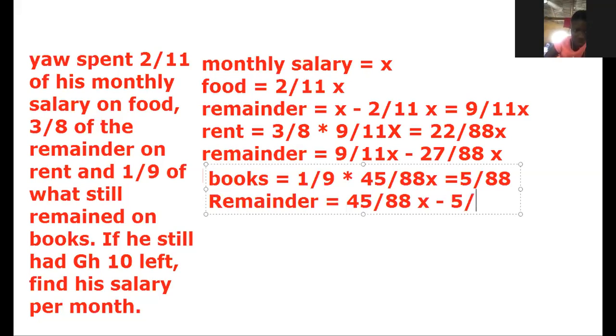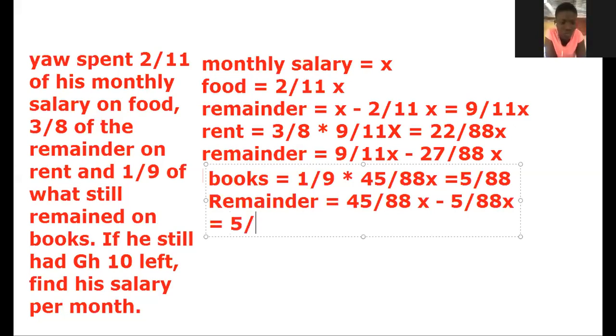That's the amount that you spend on books. That's 5 over 88x. And that will be equal to what? 45 over 88 minus 5 over 88. And that will give us 5 over 11x. So this is the remainder. That's what is left in total.